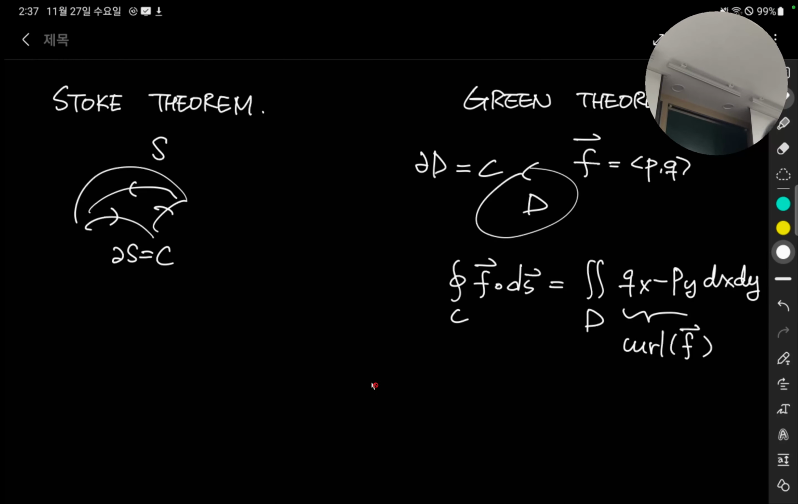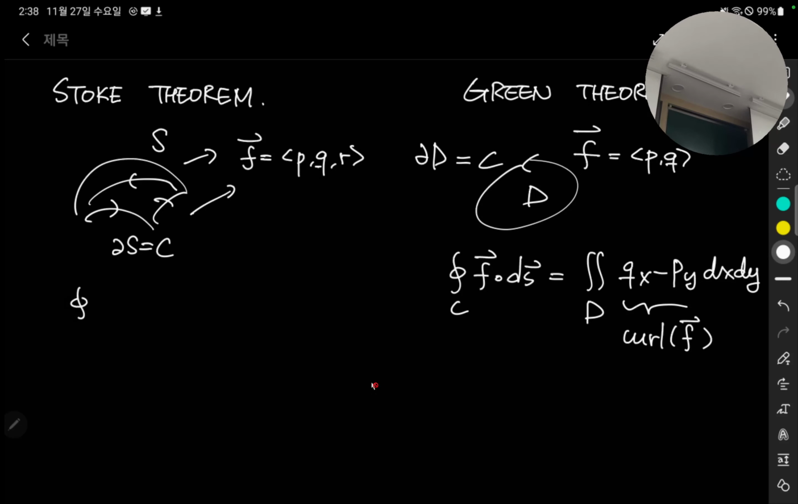Okay, so what's the Stokes theorem? Let's say we have a vector field inside of three-dimensional space. That's my vector field F, whose components are P, Q, R. It says if you take the line integration along the boundary of a surface, it's the same as the surface integration of the curl of the vector field.